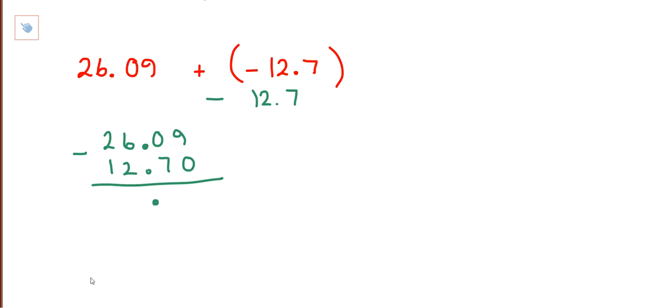So, 9 take away 0 is 9. And then you can't take 7 away from 0, so you've got to go up to the 6. The 6 will turn into a 5, and the 0 will turn into a 10. And 10 take away 7 is 3. And then 6 take away 2 is 4.